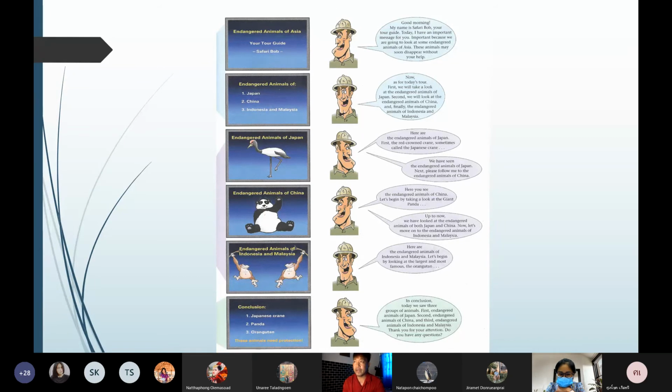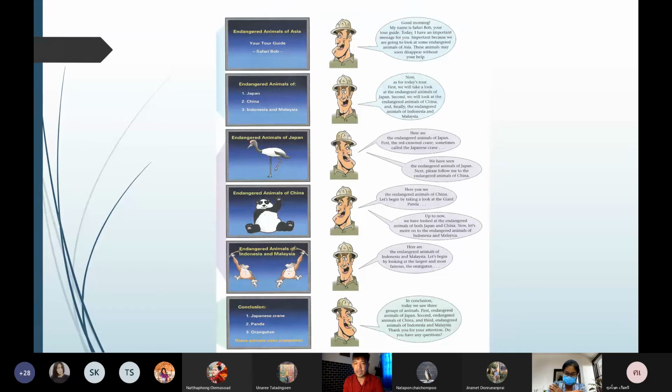Now, let's move on to the endangered animals of Indonesia and Malaysia. Here are the endangered animals of Indonesia and Malaysia. Let's begin by looking at the largest and most famous, the orangutan. Okay. So orangutan, you explain about the orangutan, give proofs and examples.